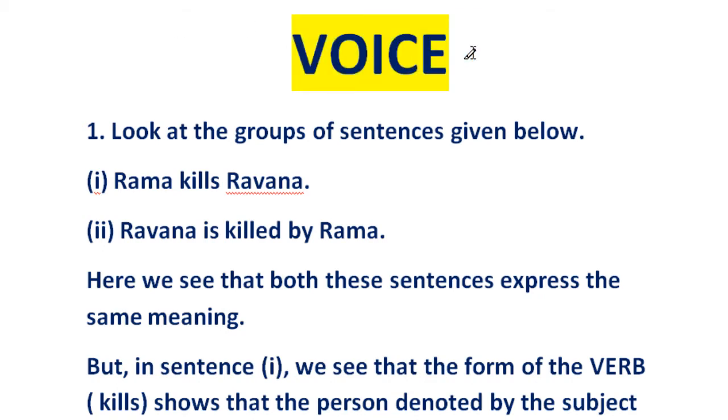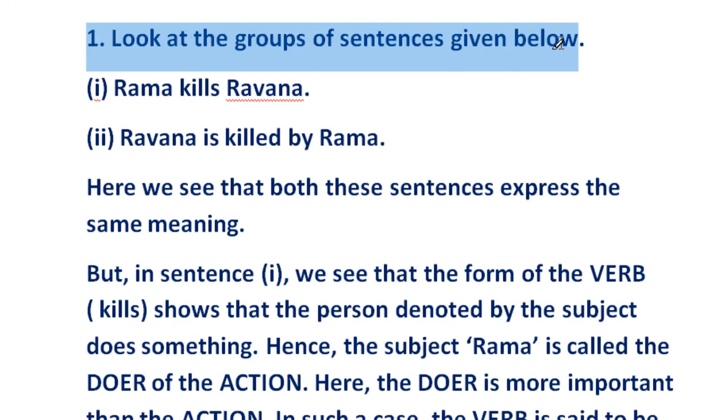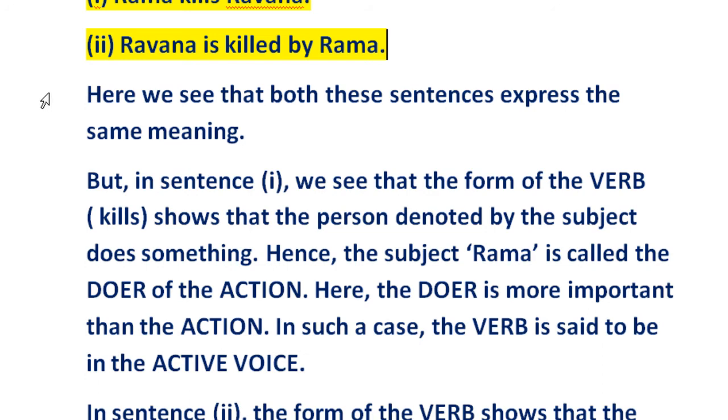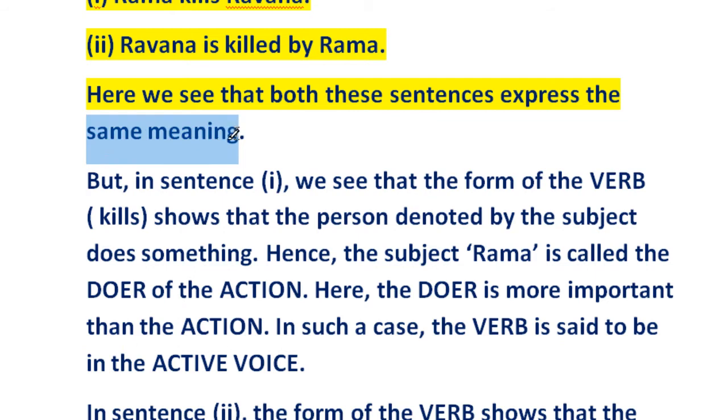Voice. Look at the groups of sentences given below. First sentence, Rama kills Ravana. The second sentence, Ravana is killed by Rama. Here we see that both these sentences express the same meaning. They give the same meaning. Rama kills Ravana, Ravana is killed by Rama. Meaning is the same.